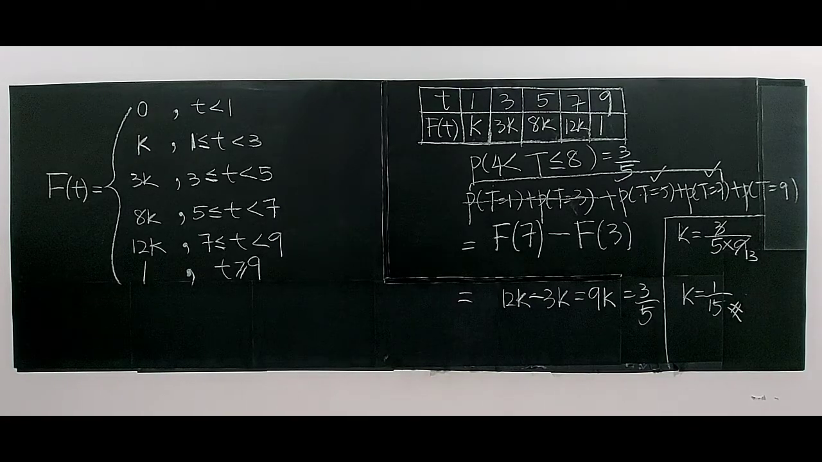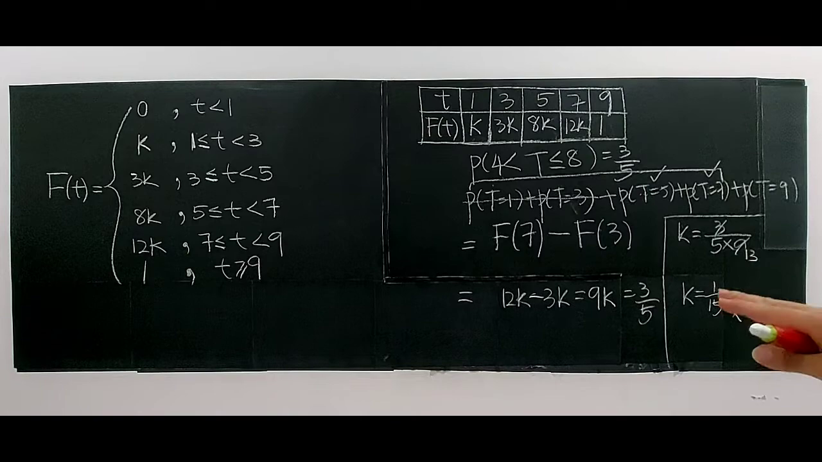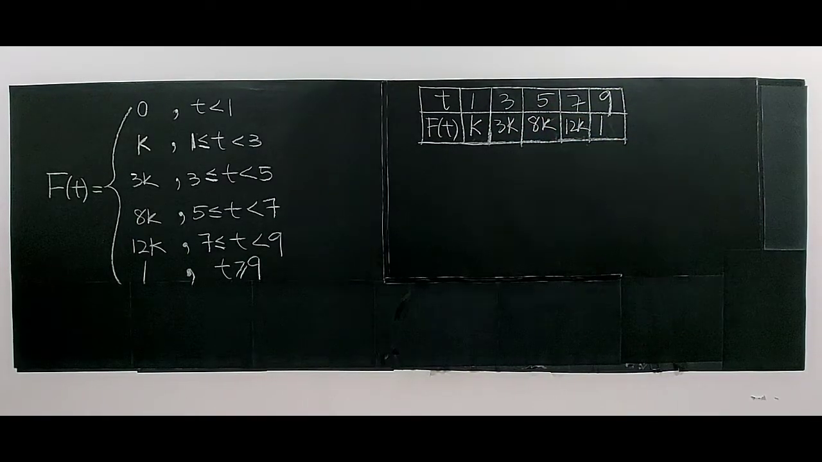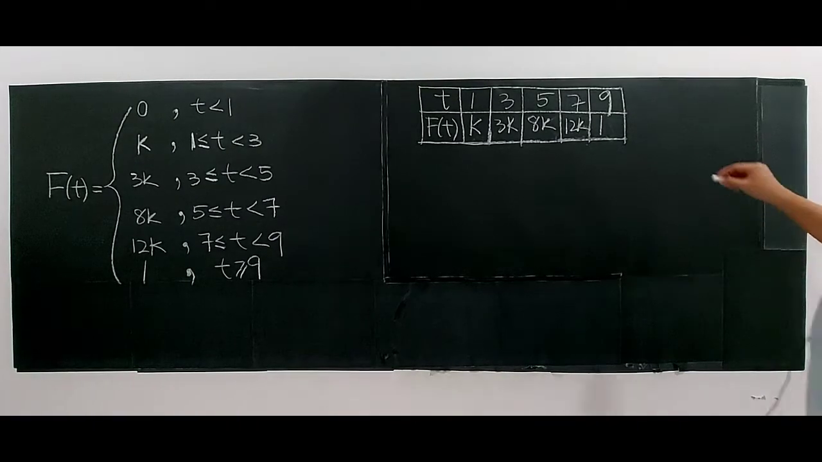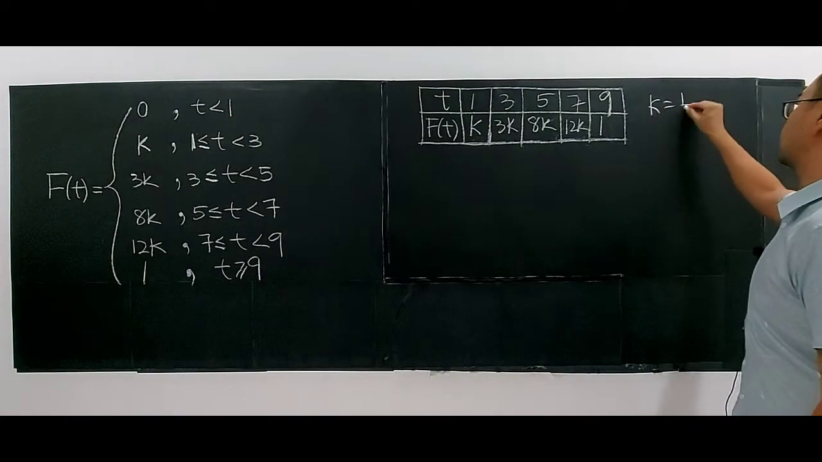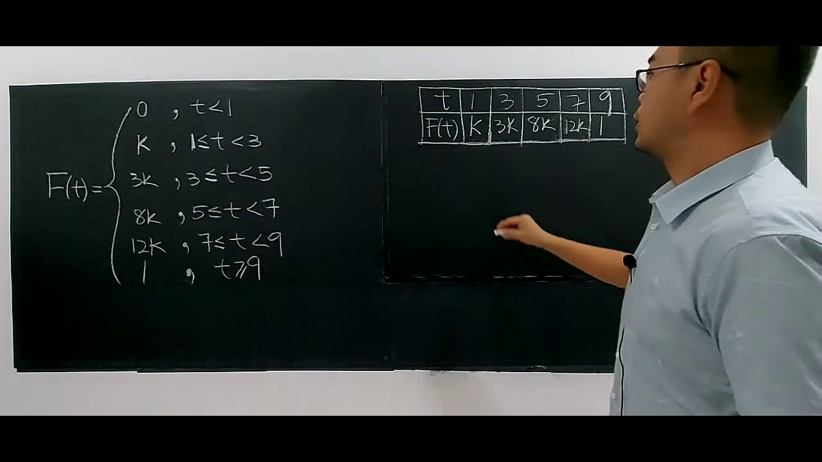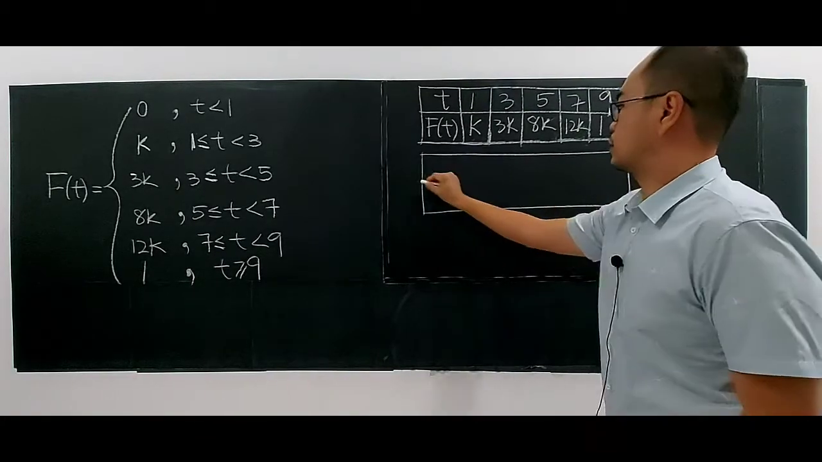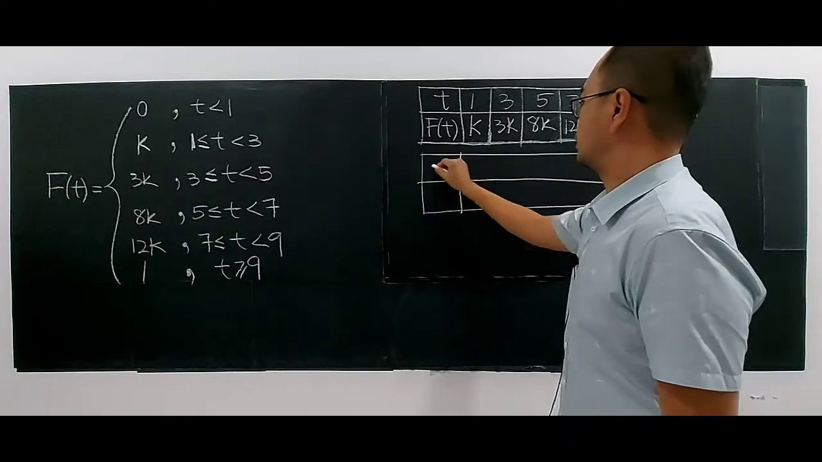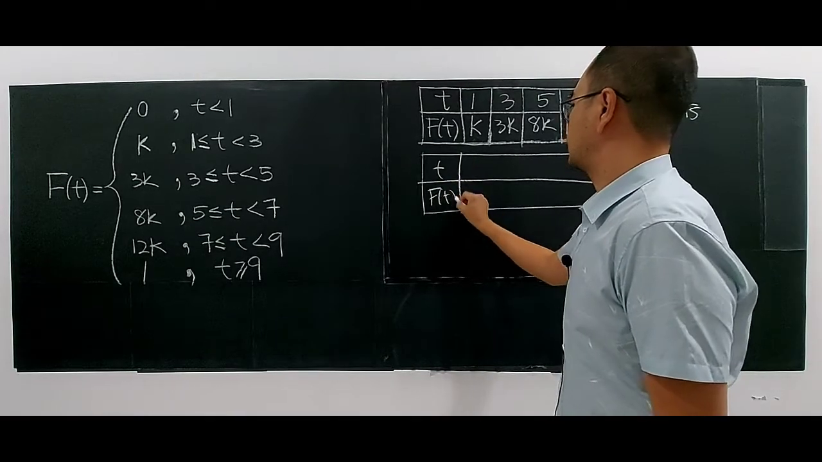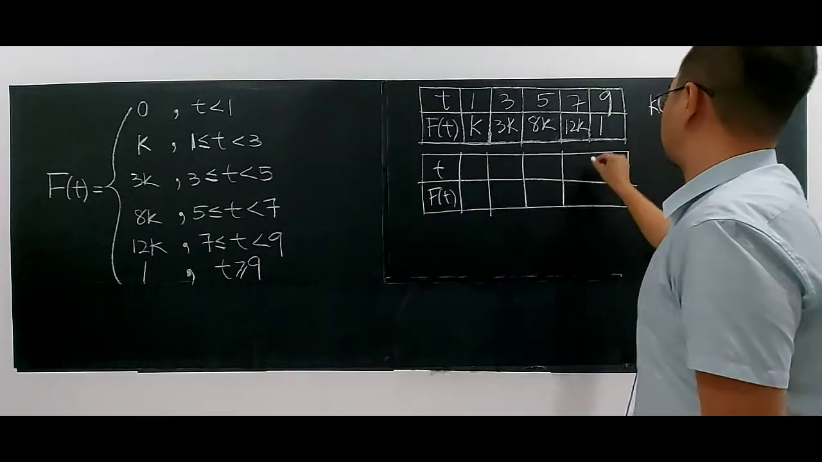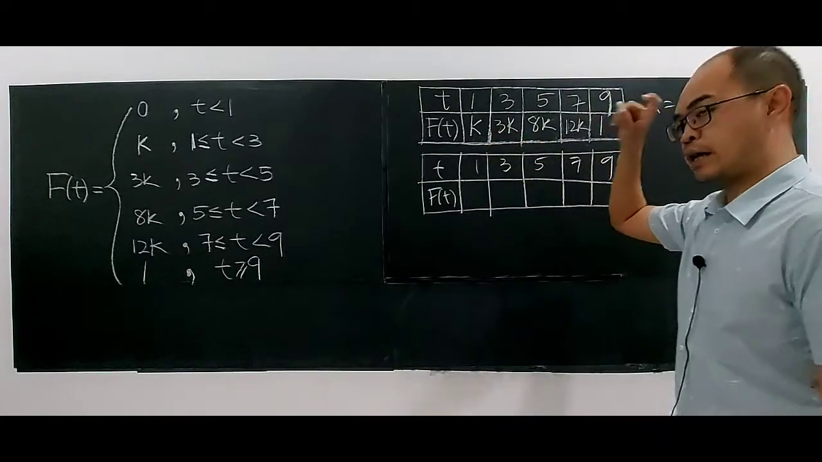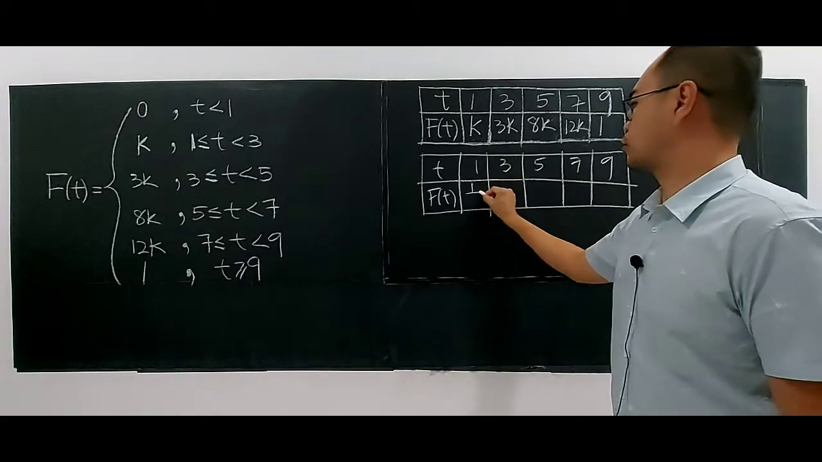Okay, now I know the value of k is 1 over 15, and I want to put this into the cumulative distribution table. Since you know that the value of k is 1 over 15, I'm going to redraw this. So this will be t and ft. You have 1, 3, 5, 7, and 9, and the k value will be 1 over 15.